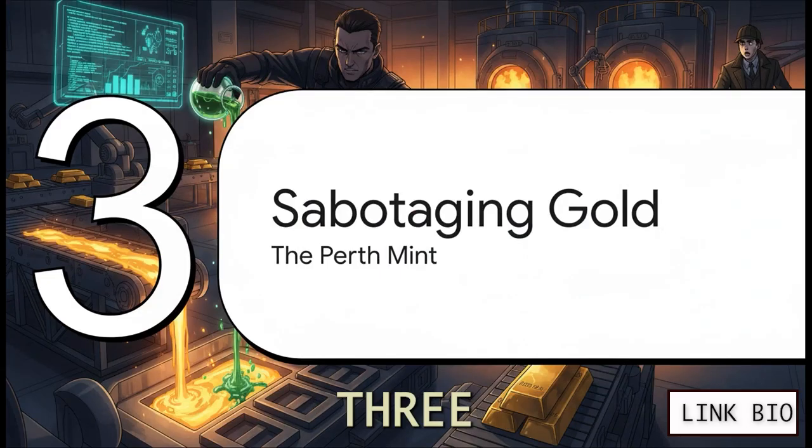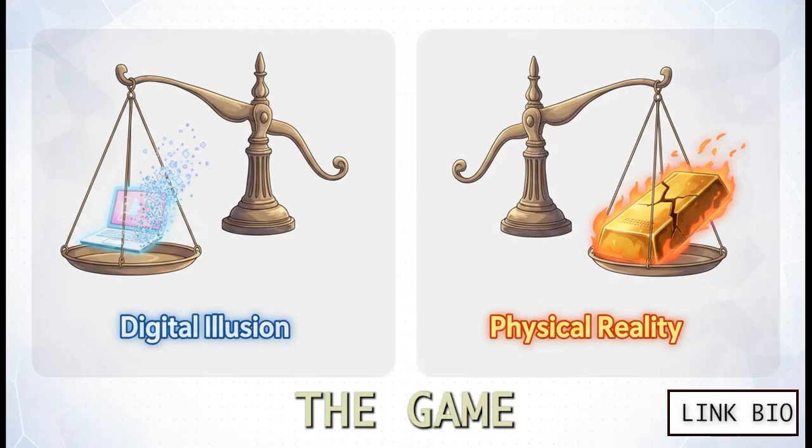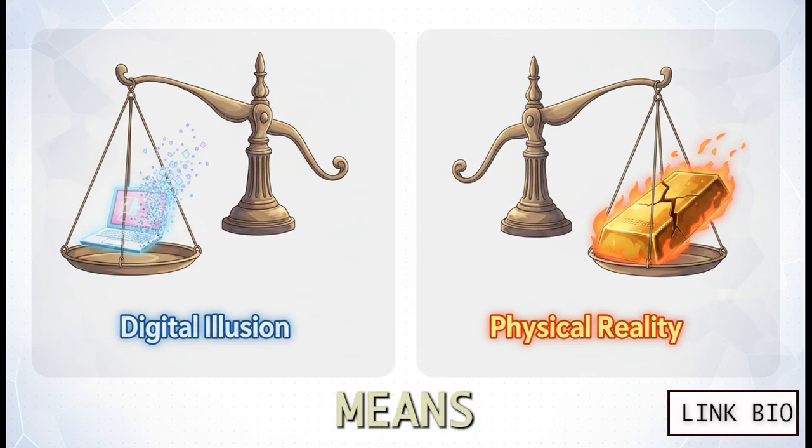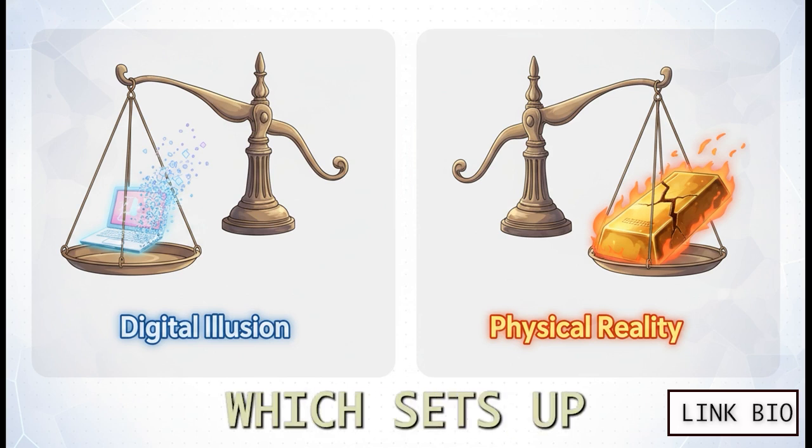Which brings us to Section 3, sabotaging the physical gold. So Holmes knows the game isn't actually over yet, because in the world of high finance, a digital manipulation means absolutely nothing without a physical settlement. And that physical reality, it's playing out over at the Perth Mint, which sets up this incredibly fascinating philosophical clash.